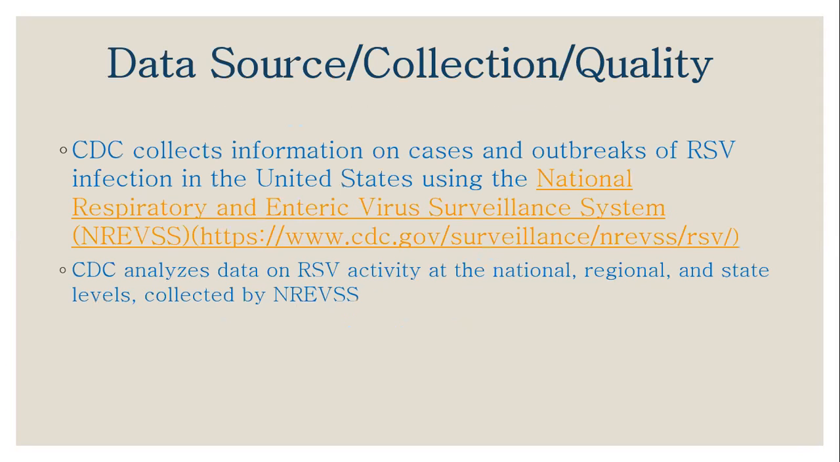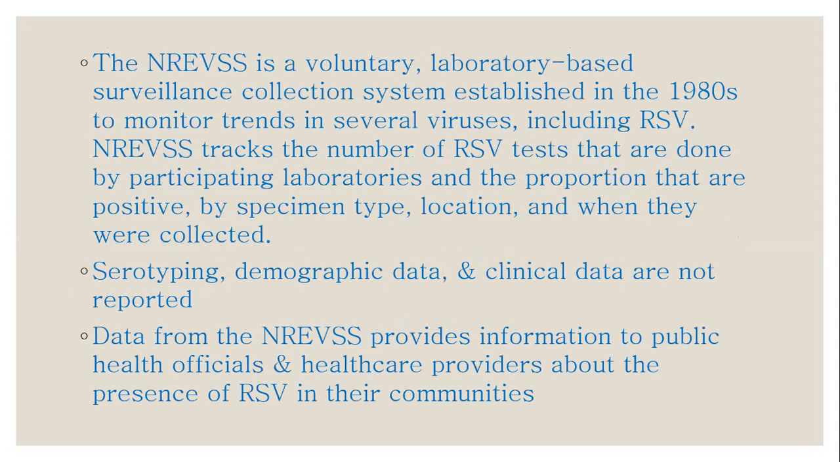My data source, collection and quality. The CDC collects information on cases and outbreaks of RSV infection in the United States using the National Respiratory and Enteric Virus Surveillance System, also known as the NREVSS. The CDC analyzes data on RSV activity at the national, regional, and state levels collected by the NREVSS. The NREVSS is a voluntary, laboratory-based surveillance collection system established in the 1980s to monitor trends in several viruses, including RSV.